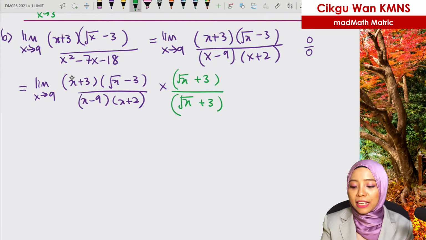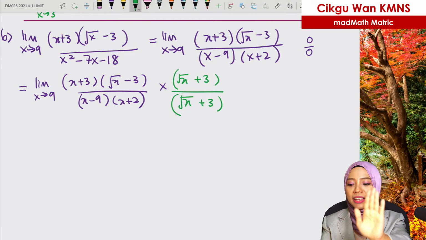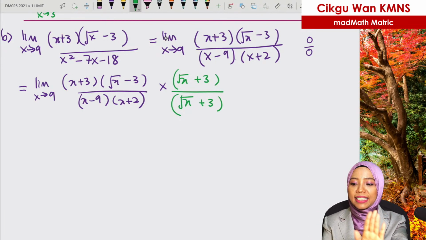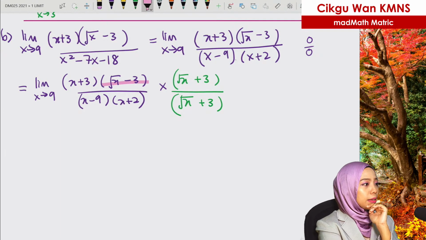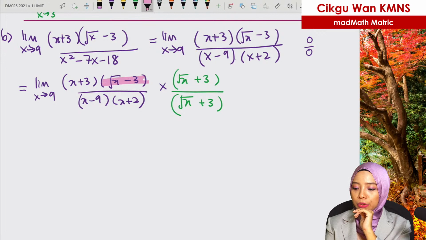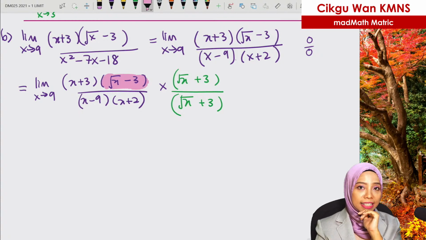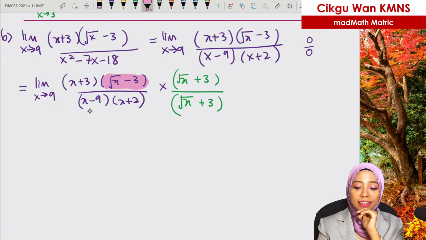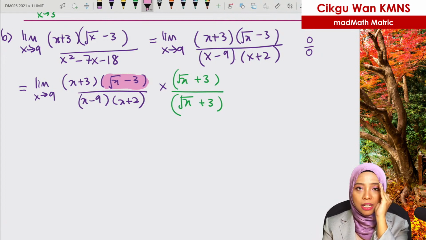Tengok x plus 3 kat sini, jangan sentuh. Sini sahaja yang perlu conjugate. Nampak tak? Ini sahaja yang perlu conjugate. Jangan sibuk-sibuk benda lain. Kita tengok dulu if we conjugate this, dapat tak cancel any one of the factor at the bottom. That is our target.